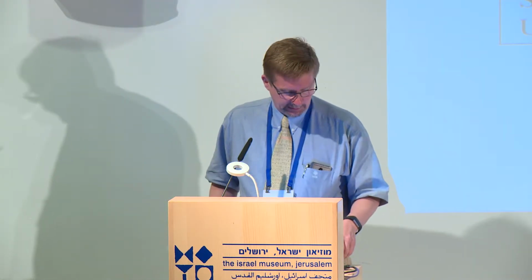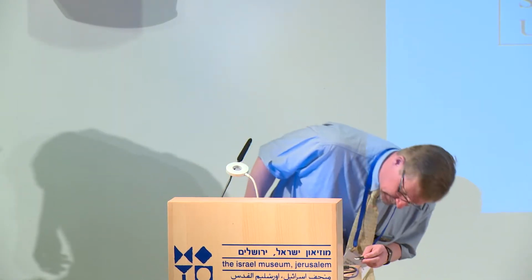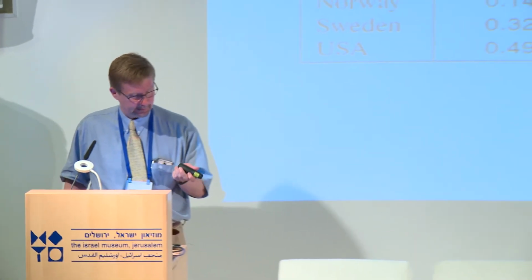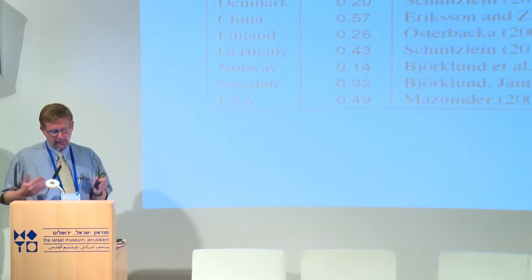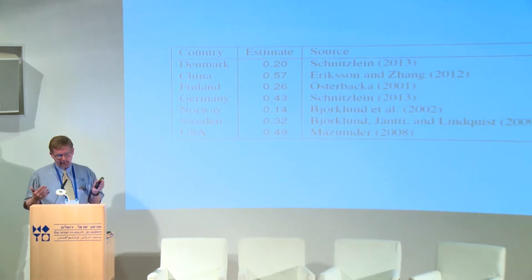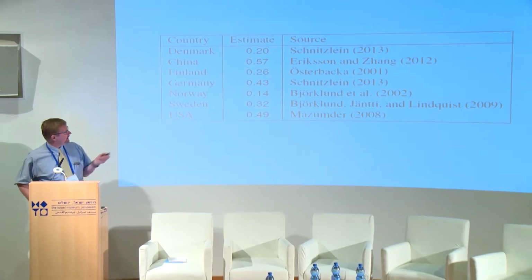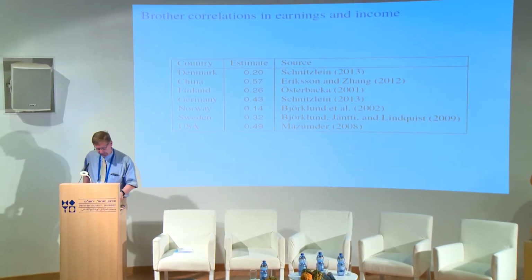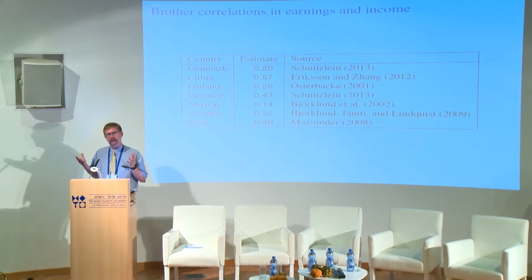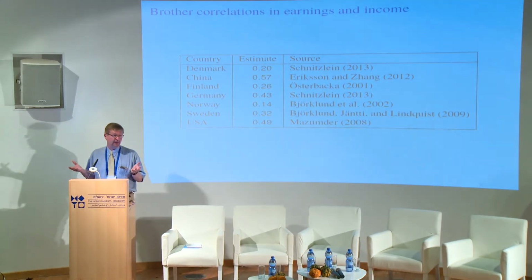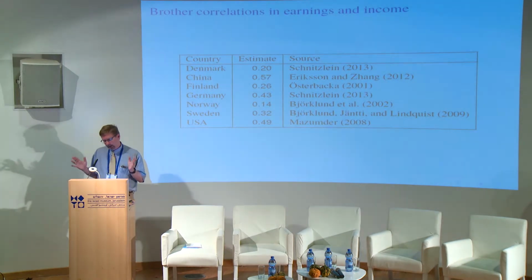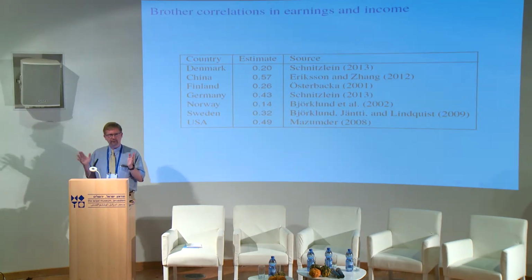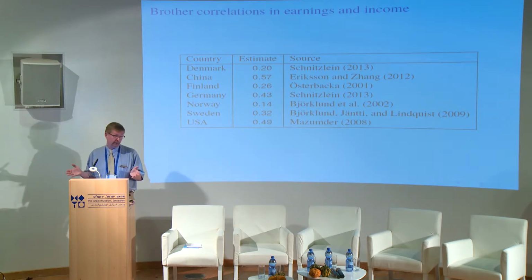Now, estimates of the sibling correlations, there are far fewer of these than we'd like to have. The US leads the pack here. Bhashkar Mazumder has provided us with a wealth of information on these things, but in the US this correlation is about 0.49 in long-run annual earnings. That means that one half of the variance of long-run earnings among US men is accounted for by their family background.